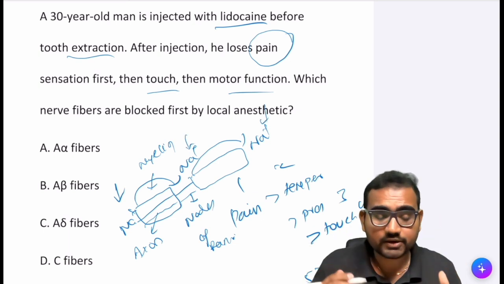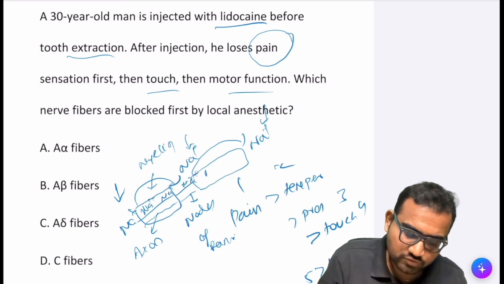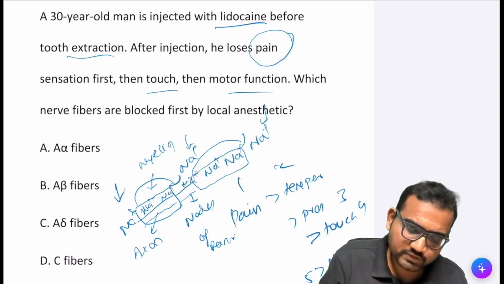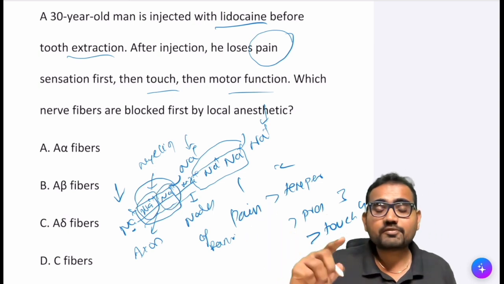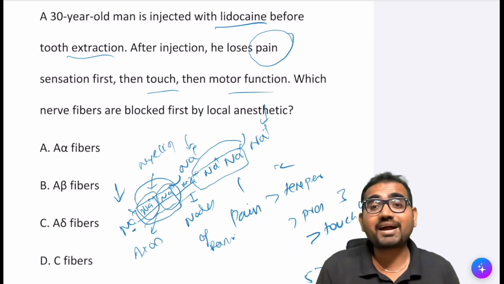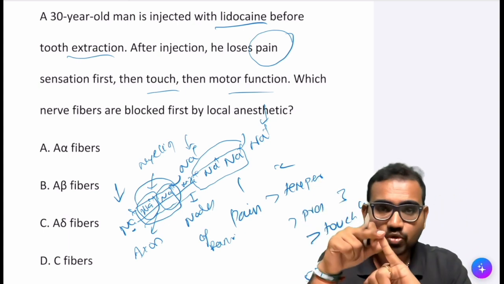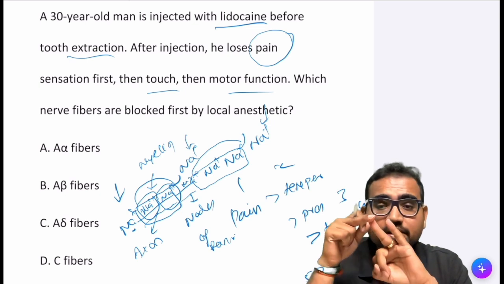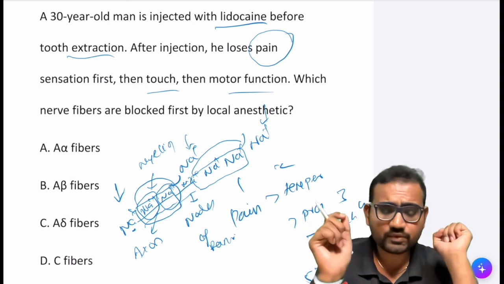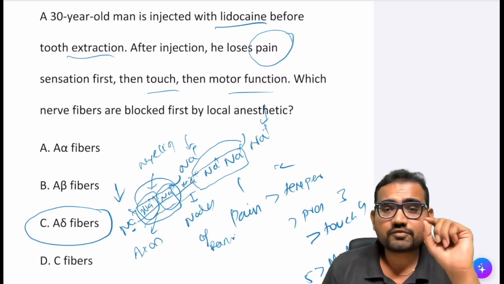Imagine an unmyelinated nerve: the sodium will be present throughout the axon. So lidocaine has to block here, here, and here, and it goes on. So it will be very difficult for lidocaine to block unmyelinated nerve fibers. So, two things: if the nerve is small and if the nerve is myelinated, it will be very easy for lidocaine to block. That way, A delta fibers are small myelinated fibers.